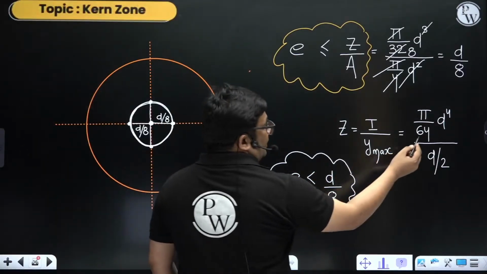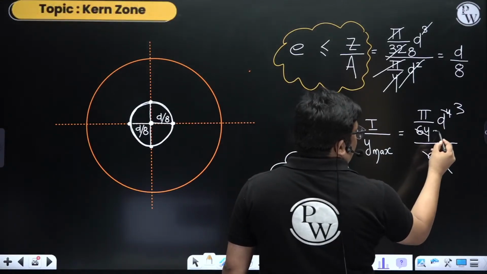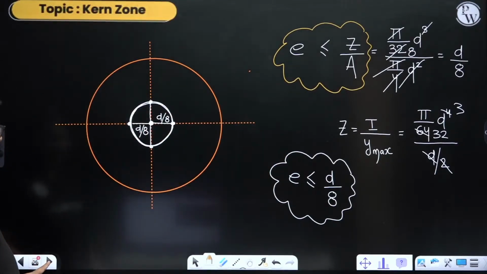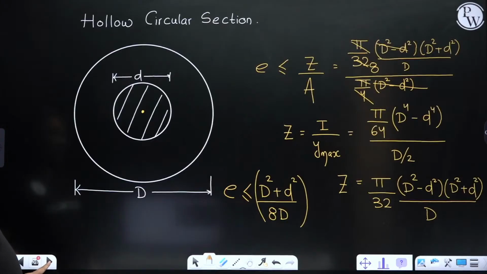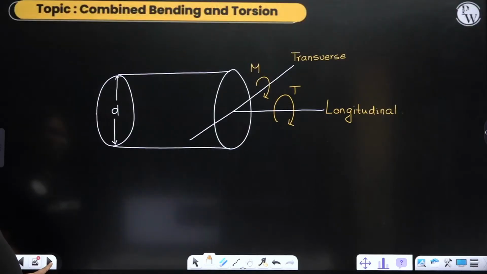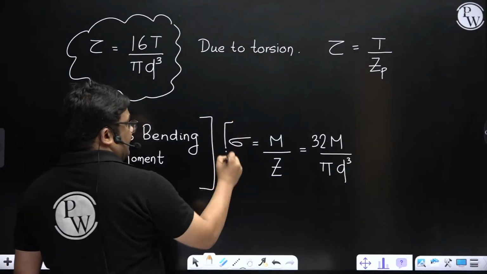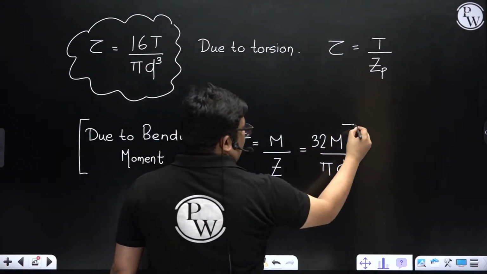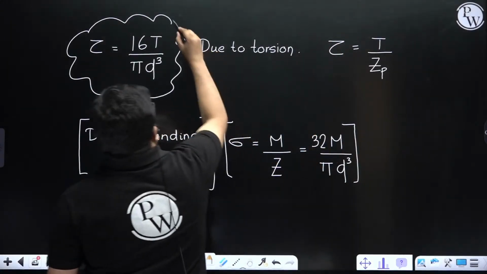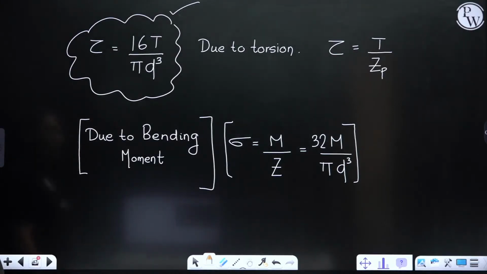You see, this is D cube, and this is 32. So pi by 32 d cube. Okay, so this is Z. Therefore, I taught you first all those bending stresses and all. Those who are attending regularly will have some benefit. So this I am getting as the maximum normal stress, and this is the shear stress I am getting, right?